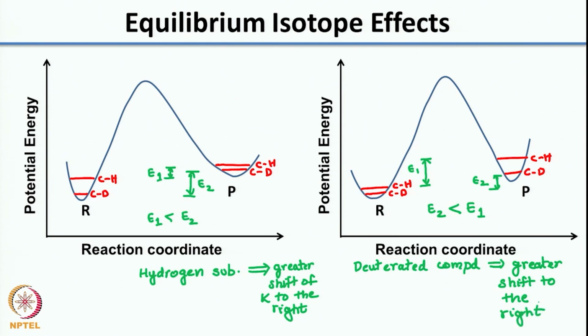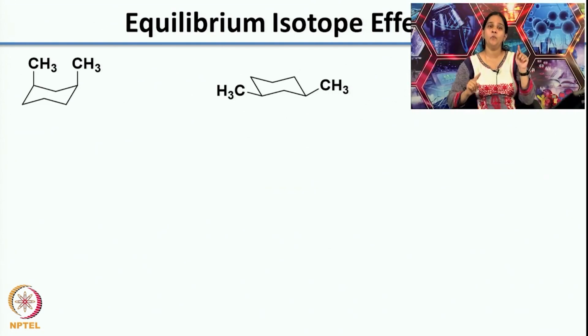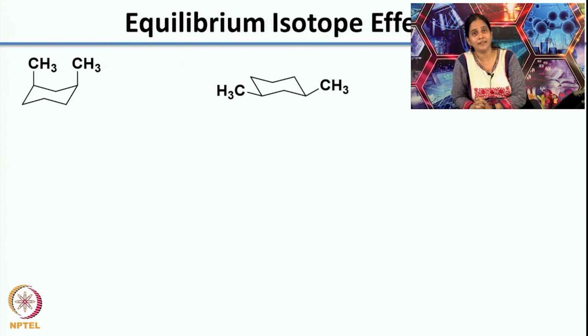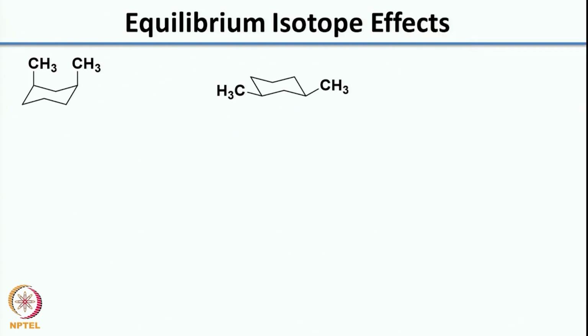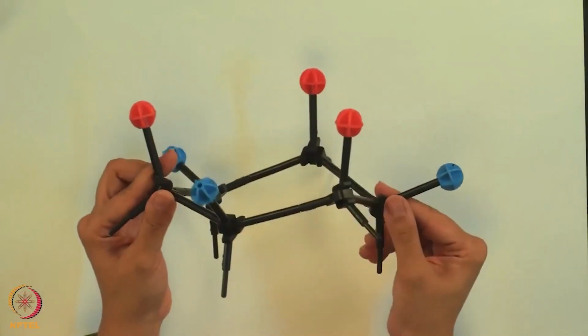So, now that you have an understanding of equilibrium isotope effects, let us look at how this has been used to understand reaction intermediates. So, if you see, shown here are two different structures. So, you have 1,3 disubstituted cyclohexane with 2 methyls, and what is the relationship between these two structures? Do you know? If you have studied conformation analysis, you would know that these are two conformers. So, cyclohexane, as you know, can flip quite easily. So, shown here is the chair form of cyclohexane.